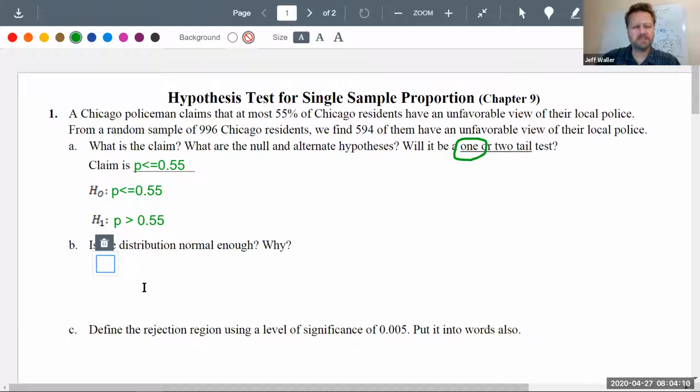Anybody? What's the test? What do you do to test the percentage? Something times something has to be at least something. There's 2 parts to it. Nobody remembers. Okay, well.